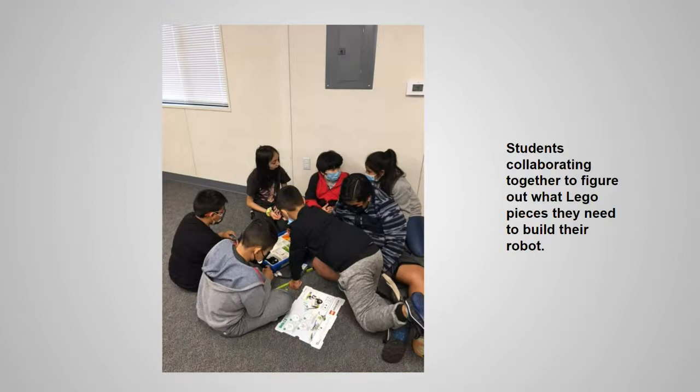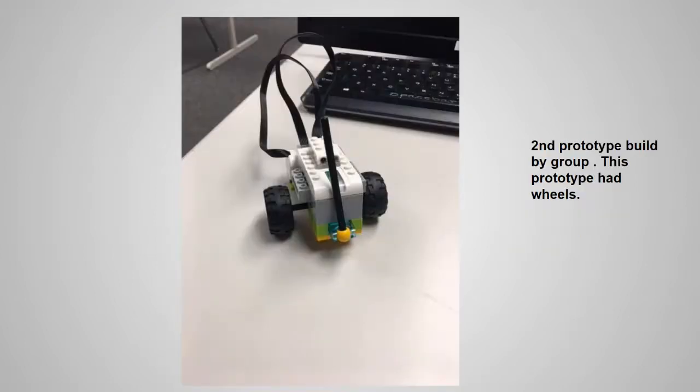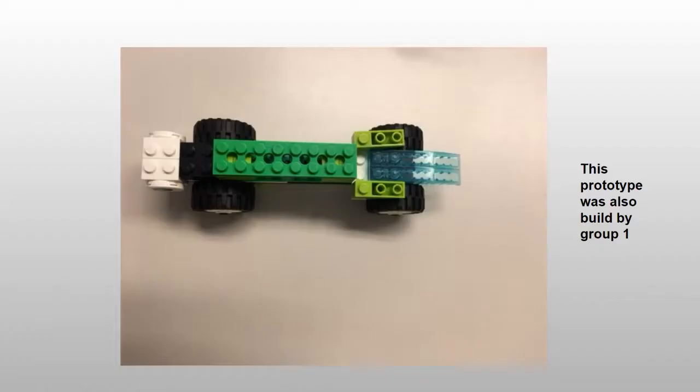One student had to read the directions, another student had to figure out, find the pieces in the box, and they also had to find the motor because the Lego WeDo kits did not come with the motor automatically attached to the robot. So they had to learn how to put the motor with what they built together and connect. This was their second prototype, and this prototype actually had wheels on it. So this is the prototype we actually did test.